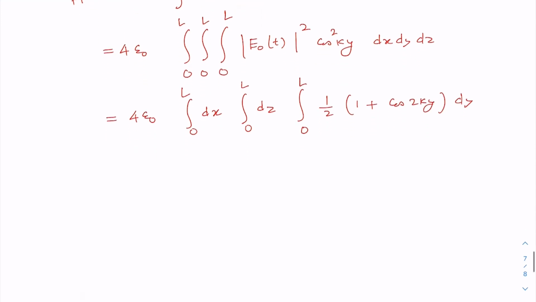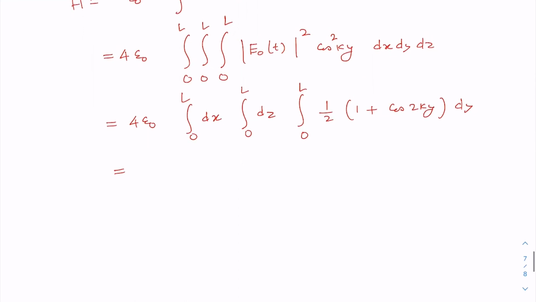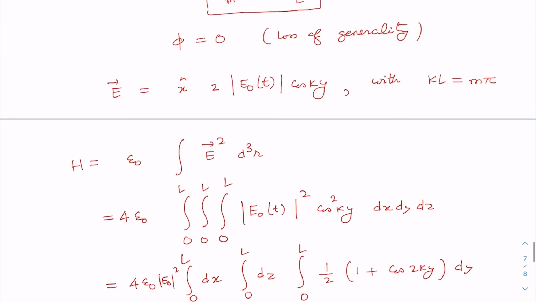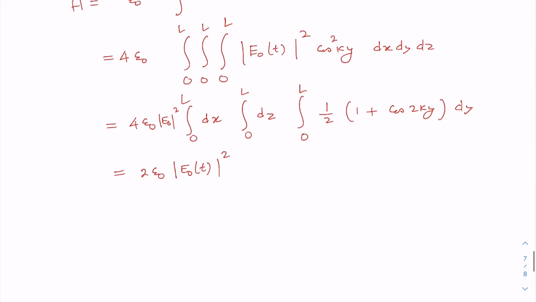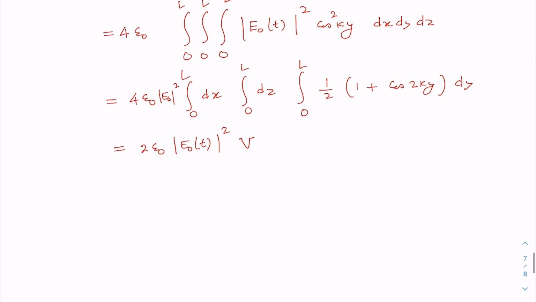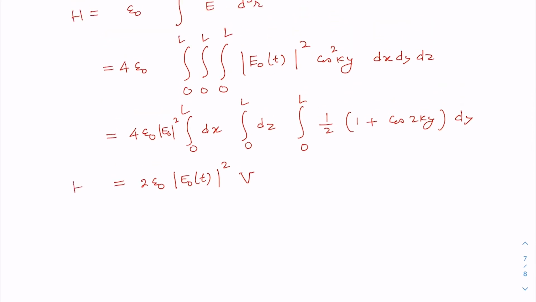This integration is easy, you can immediately get it. I hope, yeah, I have to write here E0 mod square also. So I will have it as twice epsilon 0 E0t mod square, and if I do this integral, immediately you will see that because of the fact that kL is equal to m pi, if you put it in the limits, it's very straightforward to get it. Then you will get the volume element. Integration dx dy dz is the total volume of the box. So this is what I have, the total energy of the traveling wave mode. I can express it like this.